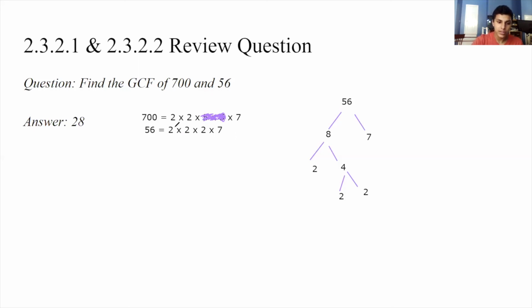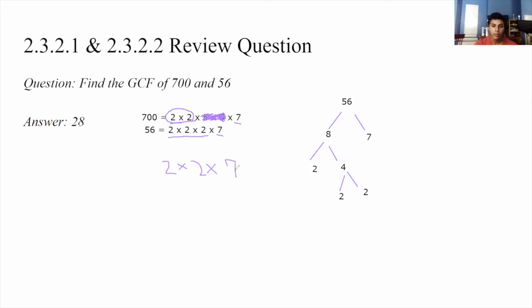So 700 has 2 2's in it, and 56 has 3 2's in it. So I use the smaller amount, which is 2 2's, and I put that in my greatest common factor calculations. So 2 times 2. And then they both have 1 7 in it. So I also put that in my greatest common factor calculations because they have 1 7 in common.